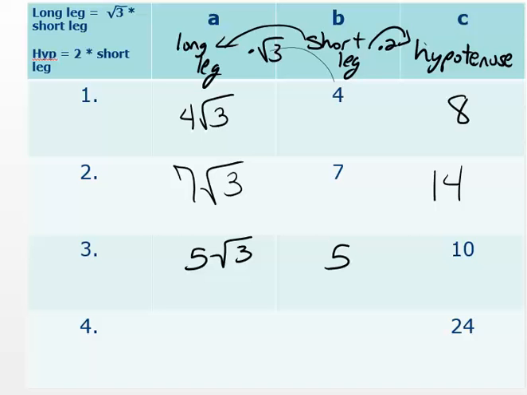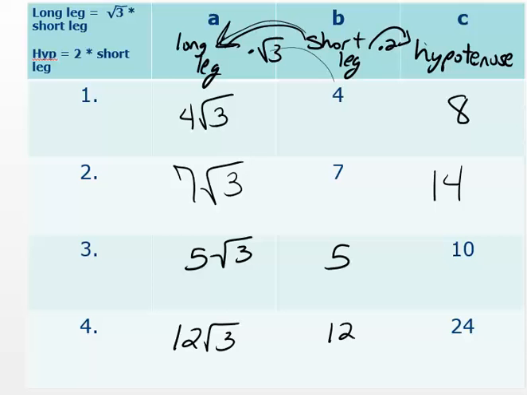For number 4, to go from the hypotenuse to the short leg, we're working backwards. So we're going to divide by 2. 24 divided by 2 is 12. To go from the short leg to the long leg, we're going to multiply by rad 3, so 12 rad 3.